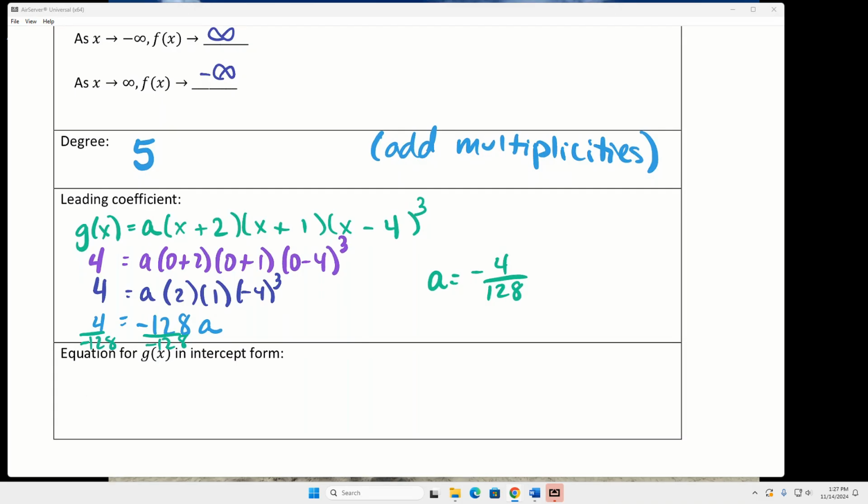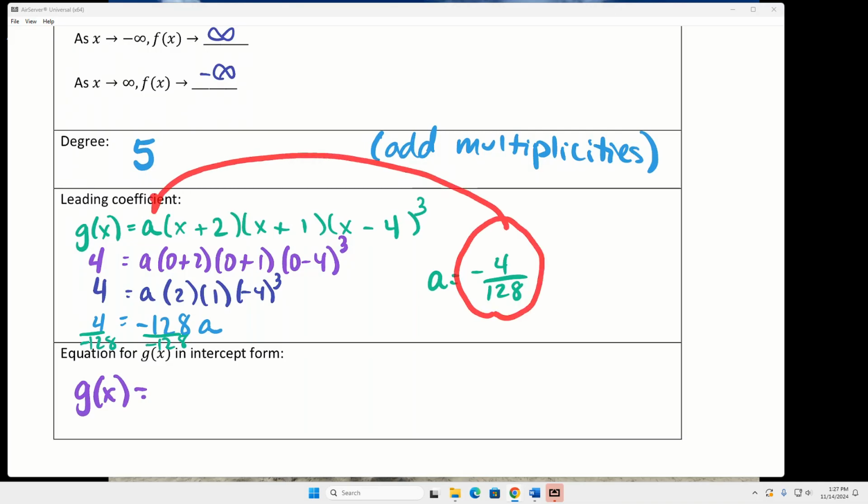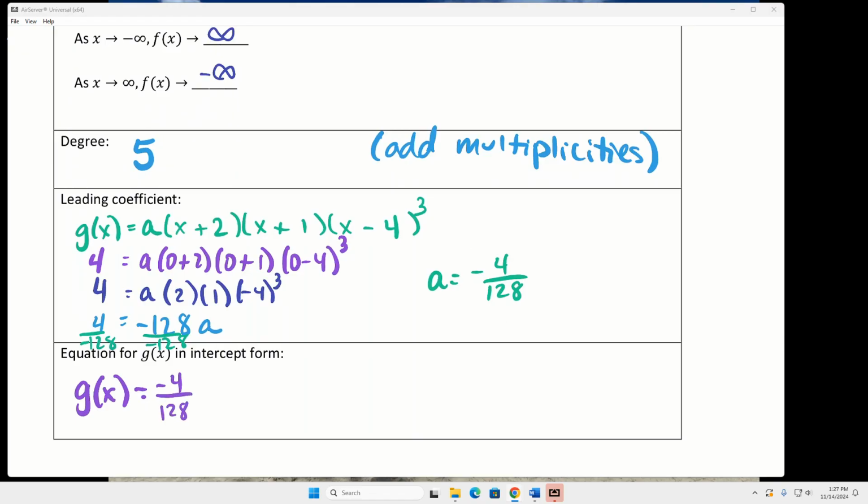All right, and then we've done all the hard stuff. So all we have to do now to find this last box is take what we got for a and plug it in right there. All right, what questions do you guys have?